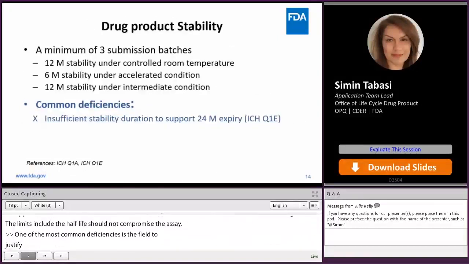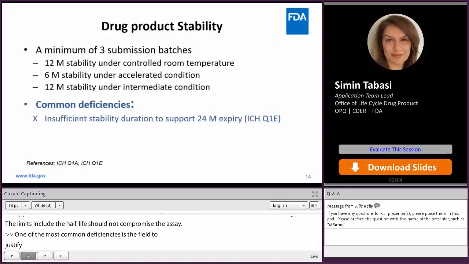Based on ICH Q1A, a minimum of 3 submission batches should be placed under stability conditions and provide the stability results of samples under the following conditions in the applications. 12 months under controlled room temperature, 6 months under accelerated condition, and in case of significant changes in samples under accelerated condition, 12 months stability under intermediate conditions should be provided.